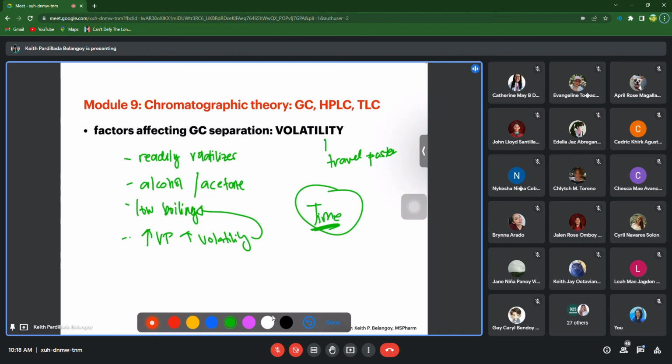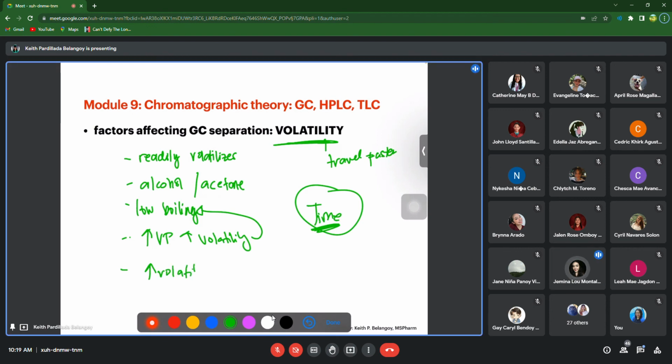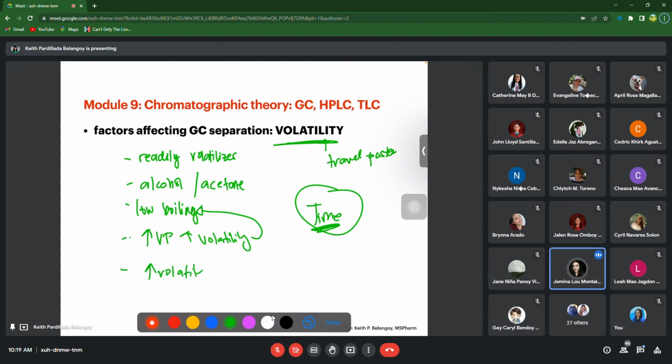Anything else you would like to add, Yukot? What is the disadvantage if our sample is volatile? It was mentioned earlier by Villarante, but would you like to add more or to clarify? Yes, Miss. The more volatile the compound is, the more the gas chromatography separation is likely to succeed. Okay, very good.